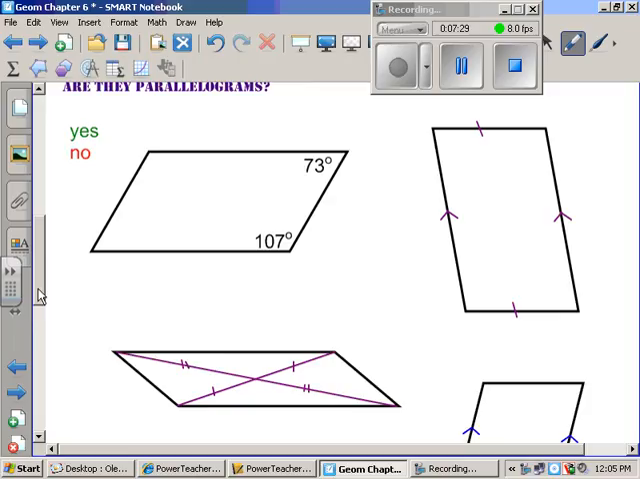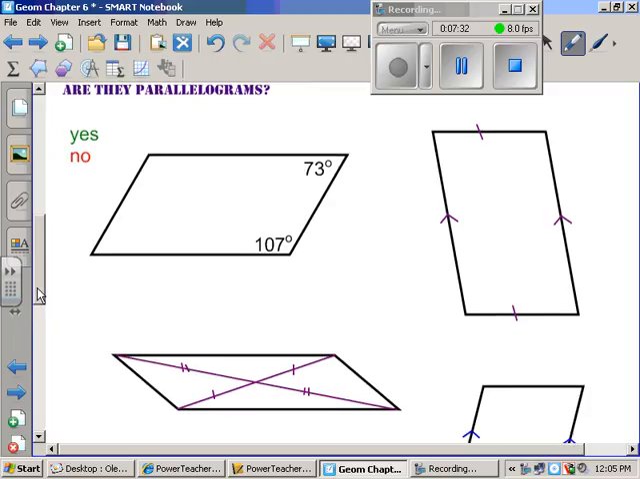Okay? So we go through here, are they a parallelogram? Well, if we can prove that these consecutive angles are supplementary, then it would be a parallelogram. And since 107 plus 73 is 180, yes, it's a parallelogram. Okay? This one has one set of parallel sides and one set of congruent sides, but they're not the same size. So we cannot verify that that's a parallelogram. If the congruent symbols were with the parallel symbols, then that'd be a different story, but they're not.